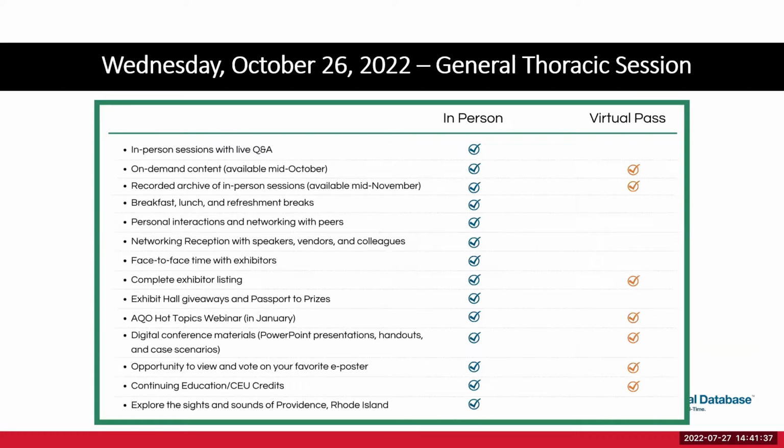Of course, I just wanted to point out the key differences between in-person and virtual pass. I know many of you have heard this before, but in case we have new people that are joining, the virtual pass is not going to be a live stream of the in-person meeting. So if you do choose the virtual pass option, all of the live and in-person sessions will be recorded, and that archive will be available to you all in mid-November. So you'll have the ability to watch all of the in-person sessions via recording. CMEs, continuing education, all of that is still applicable for these recorded sessions.